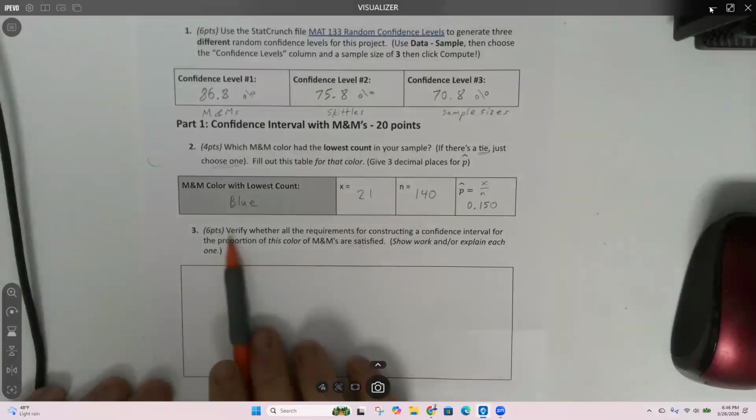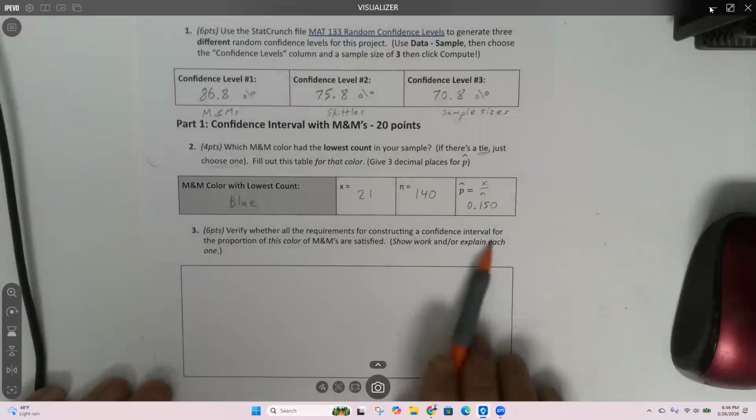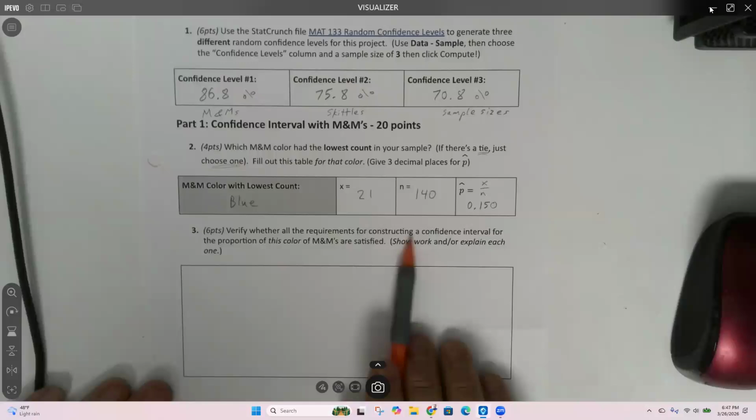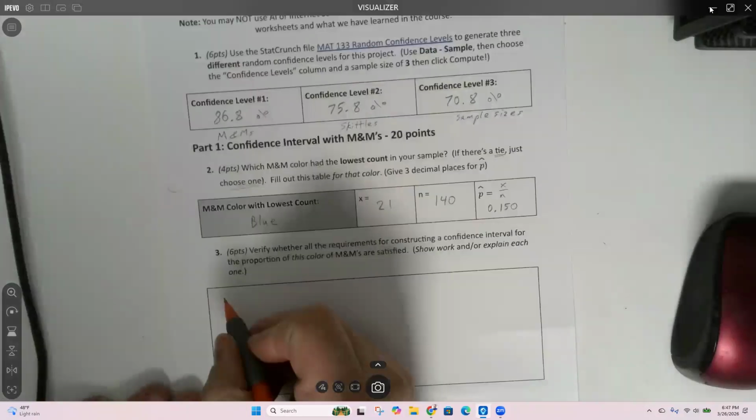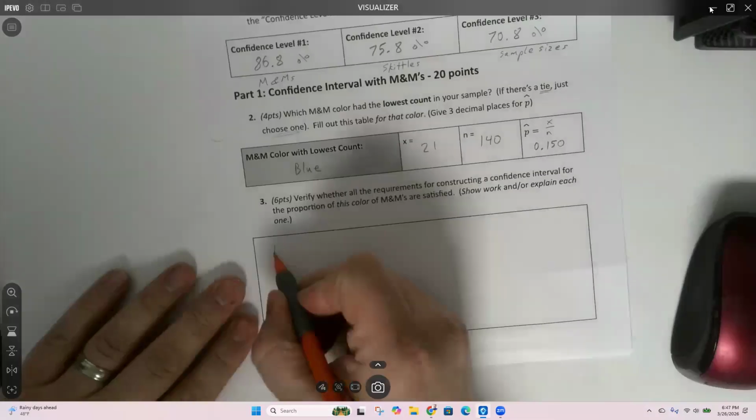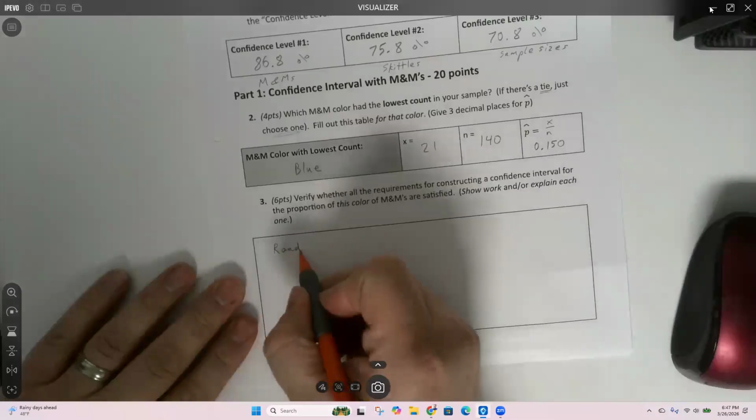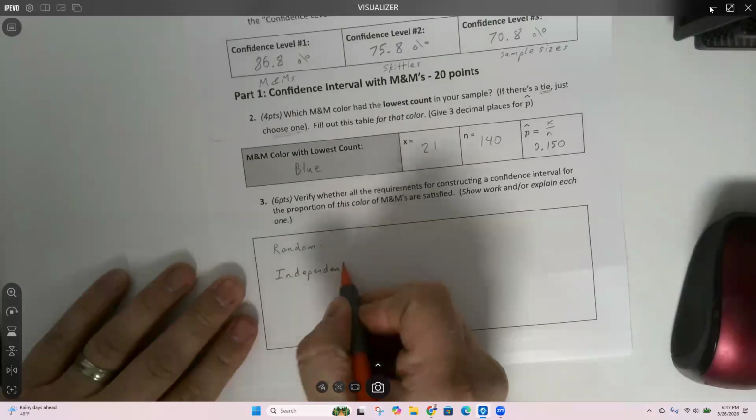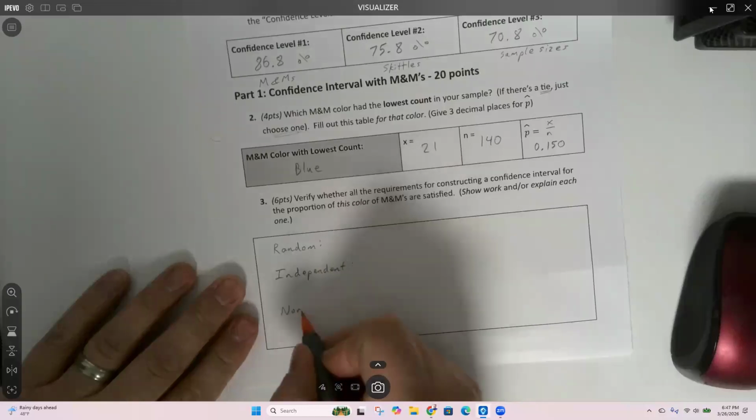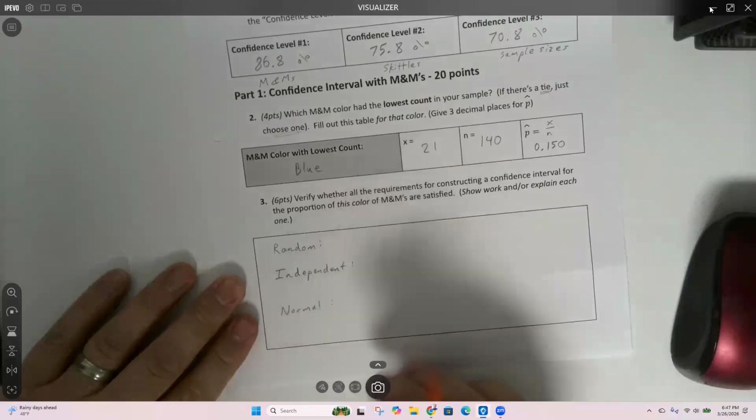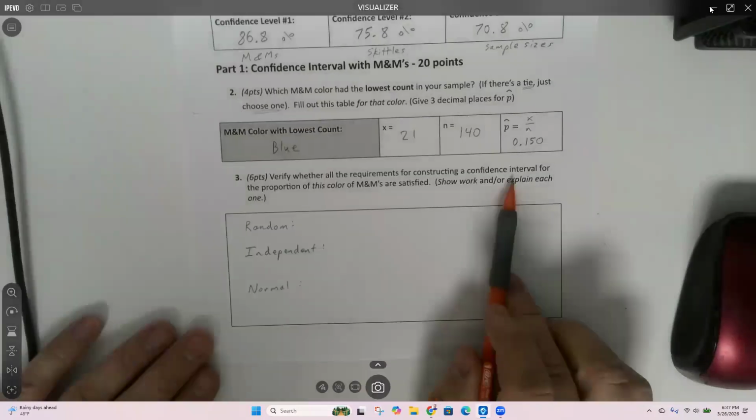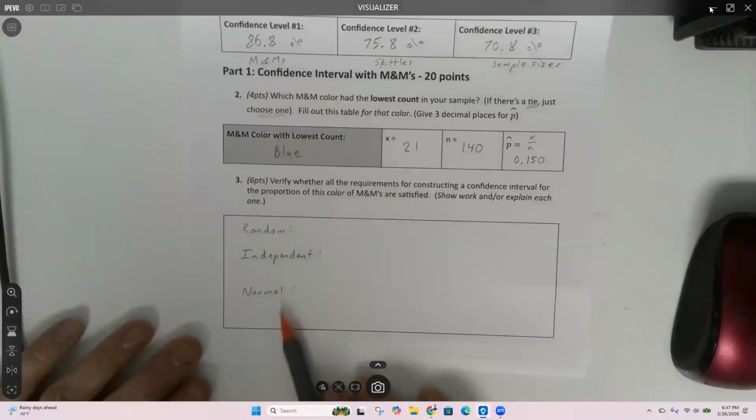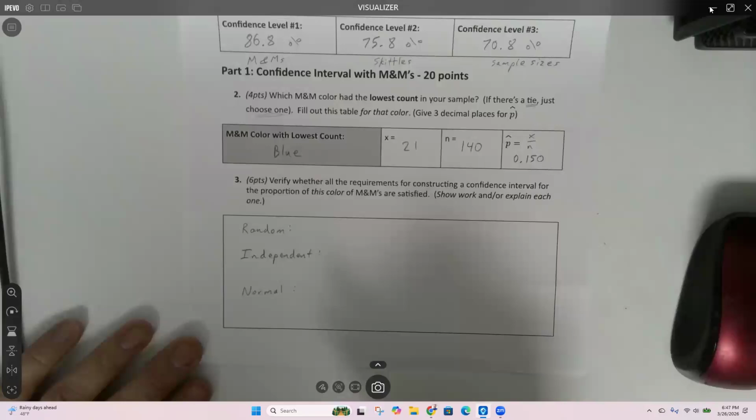So question number 3, verify all the requirements for constructing a confidence interval for the proportion of this color of M&Ms are satisfied. Okay. So what that means is we have to check and make sure that we've satisfied the central limit theorem, which has 3 requirements. It needs to be random. Your sample needs to be random, independent, and normal. We're going to be checking these 3 things throughout the rest of the class, because the central limit theorem is going to allow us to build confidence intervals. It's going to allow us to do hypothesis testing in chapter 10 and chapter 11, as long as we meet these requirements, okay?